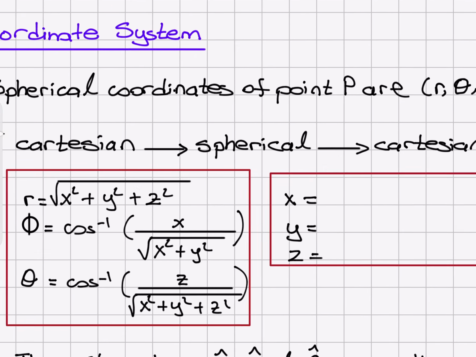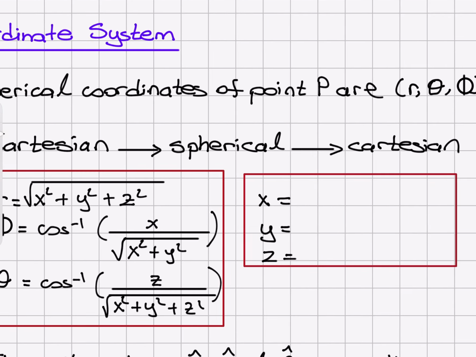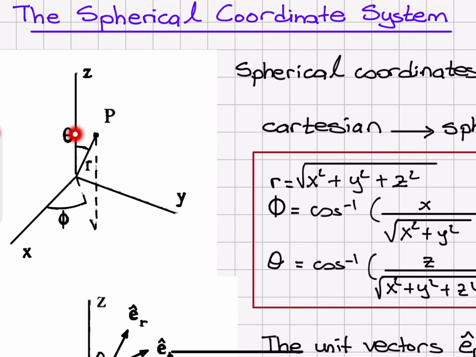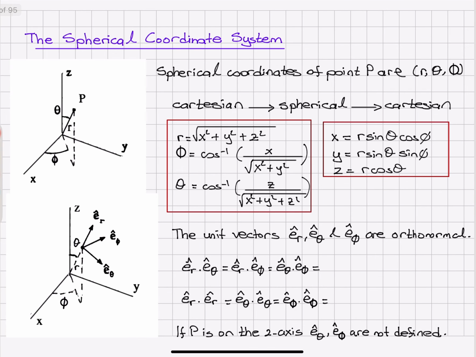And the x component is now r sine theta, which takes the projection of r onto the xy plane, and then the projection on the x-axis is cosine phi. R sine theta is the projection onto the xy plane, and this time the projection onto the y-axis is sine phi, and z is equal to r cosine theta, that is the projection of r onto the z-axis. Okay, so those are the set of transformation equations between these two coordinate systems.